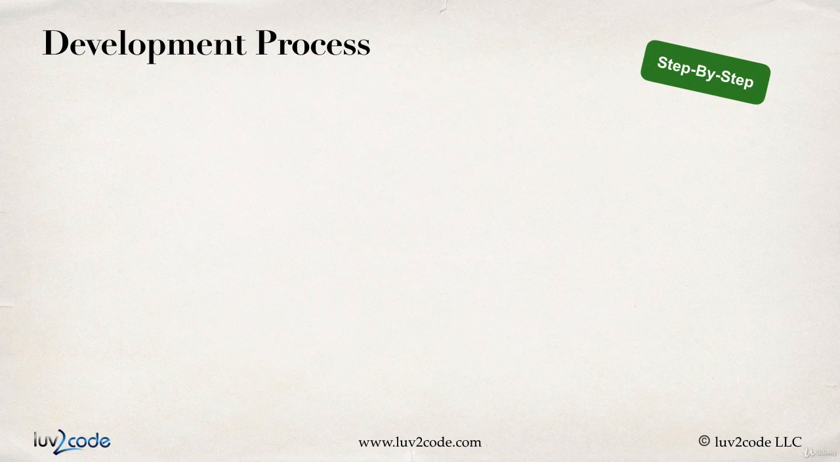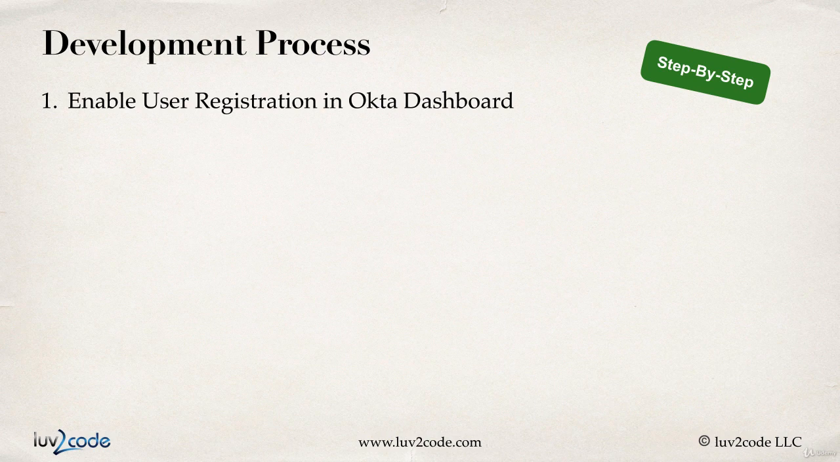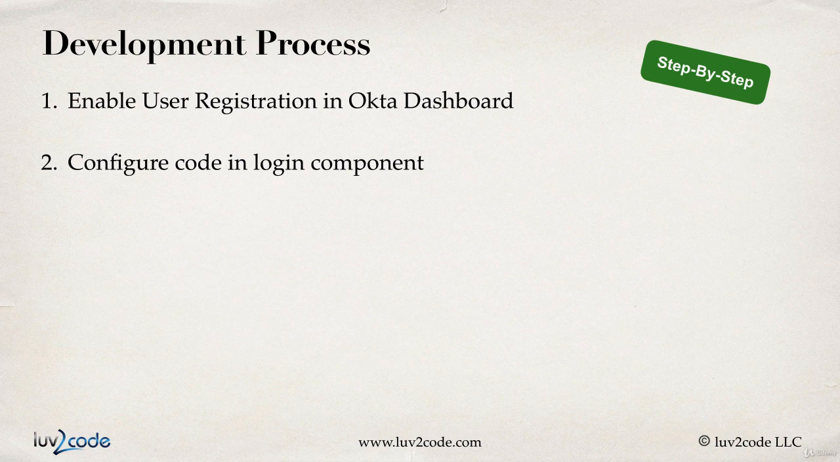All right, so let's look at the development process. It's a really short process. The first step is enabling user registration in the Okta dashboard, and then we simply configure the code in the login component. So it's really short, really sweet.